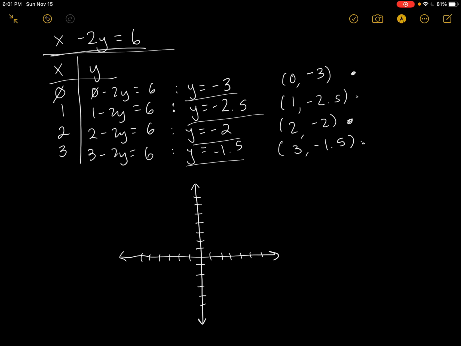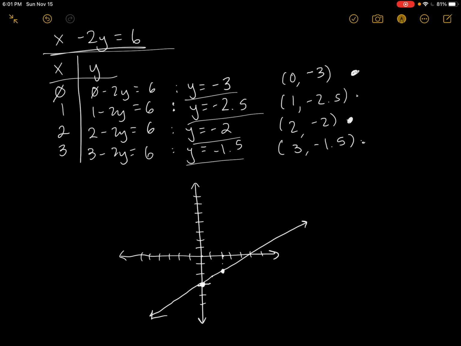So I'm going to just graph these 2 points, 0, negative 3, and 2, negative 2, just because they're nice whole numbers. Right, so 0, I stay at the origin, and then I go down 3. So that 0, negative 3 is right here. Okay, and then I'm going to do 2, so I go to 2 on the x-axis right here, and then down to negative 2. Right, and then I draw a line through it. And then my other points should line up on it.